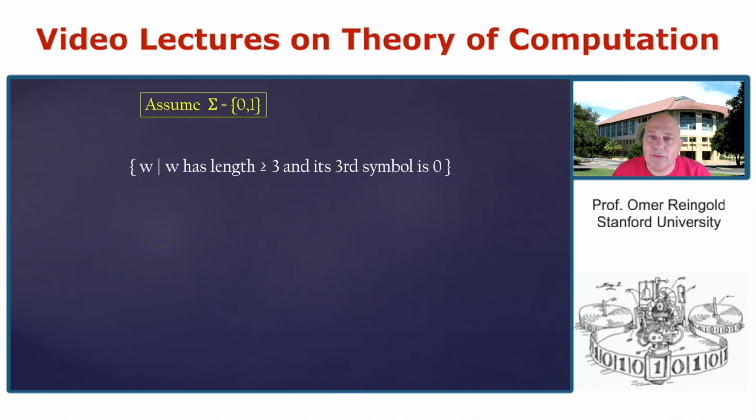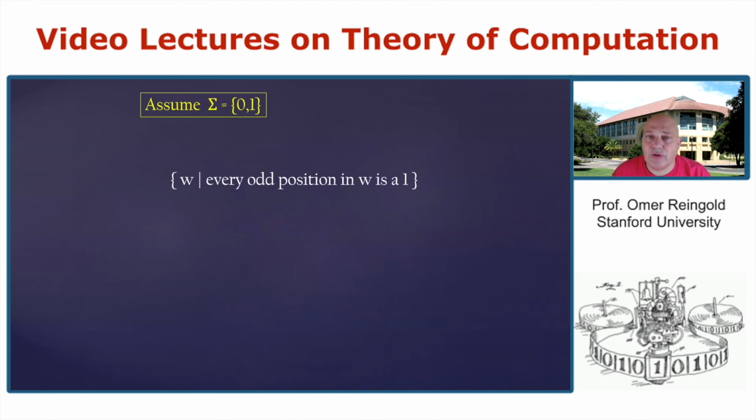How about W has length at least 3, and its third symbol is 0? We now don't have star at the beginning. We have 0 plus 1, any first symbol, concatenated by 0 plus 1, any second symbol. The third symbol being 0, and the rest is arbitrary.